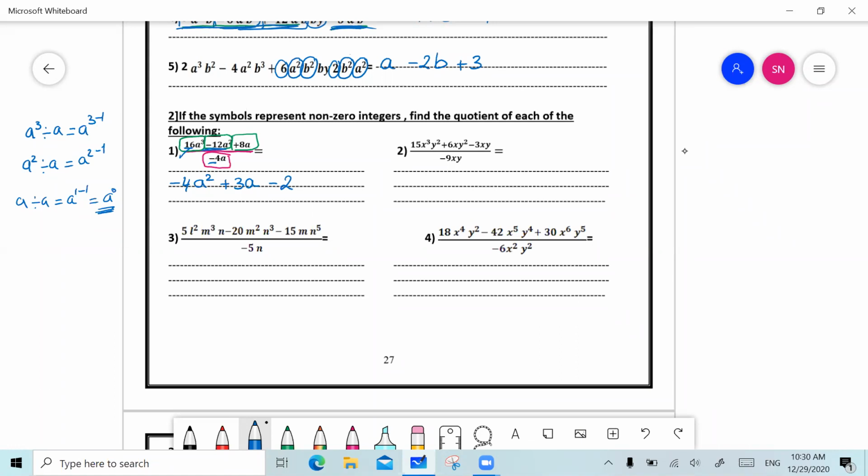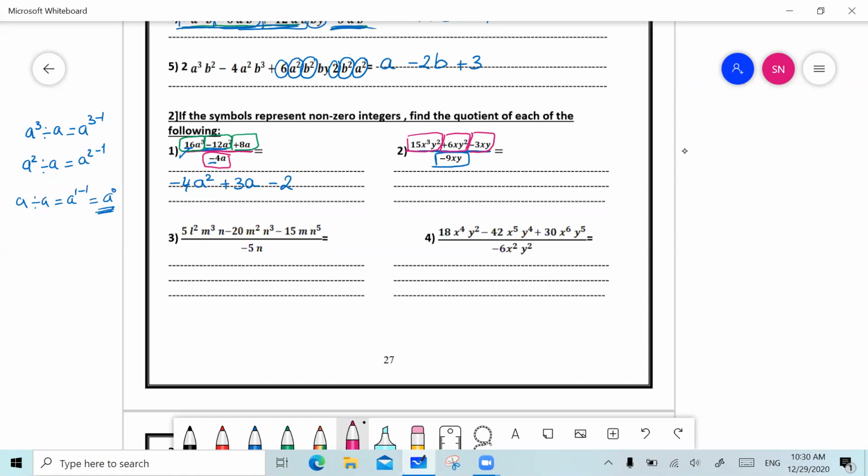Let's go now and make question number 2. Again, I have an expression divided by a monomial. So I am going to take each term alone and divide it by the monomial which I have.